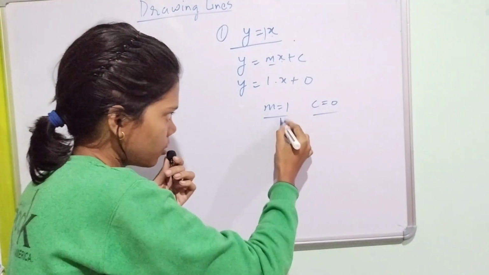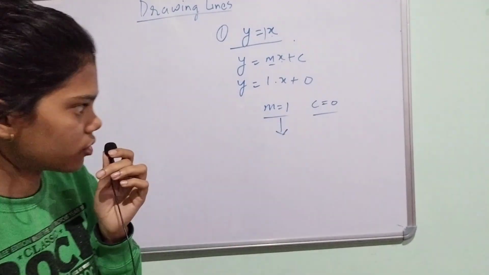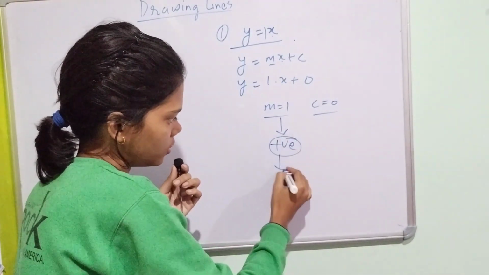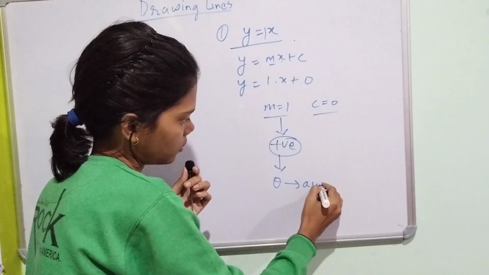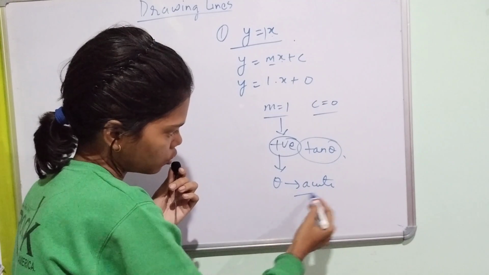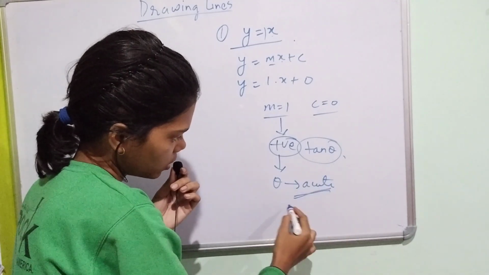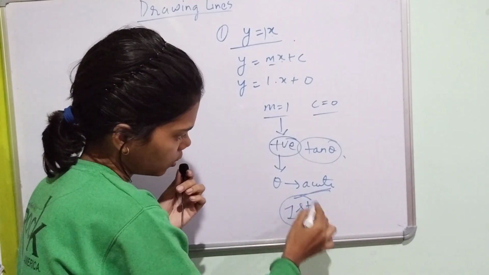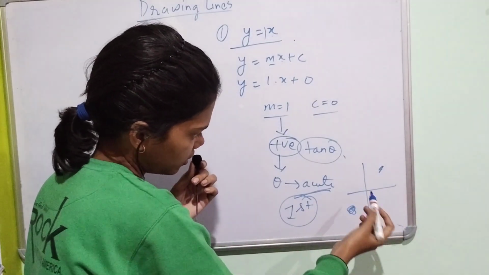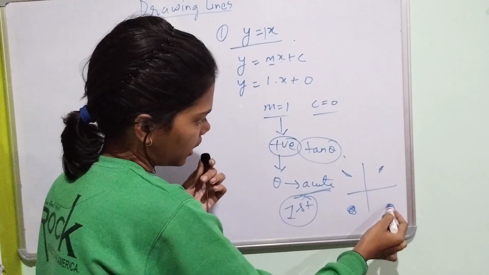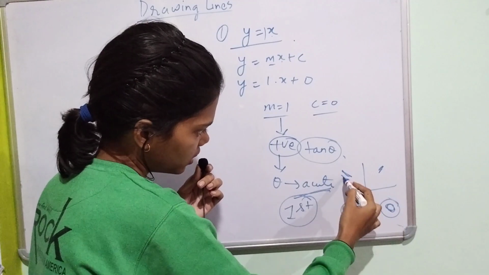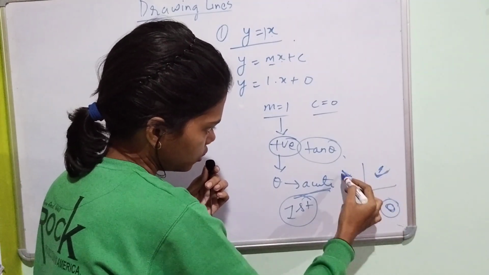So we see the slope is positive. You only have to see whether the slope is positive, negative or 0. Slope is positive, it means theta should be an acute angle. Tan theta is positive, it means theta should be an acute angle. Acute angle means it should lie in the first quadrant. If the line lies in the first quadrant, automatically it will lie in the third quadrant, and if the line lies in the second quadrant, automatically it will lie in the fourth quadrant. So there is no need to consider these two quadrants. It is sufficient if we consider these two quadrants.